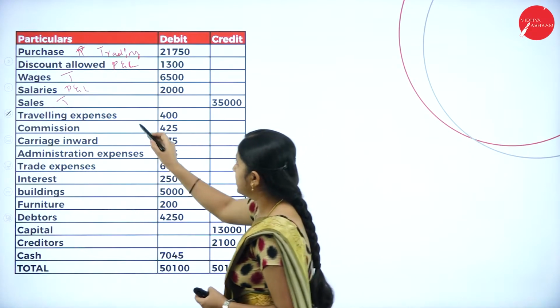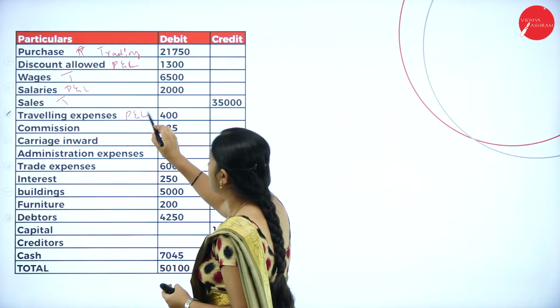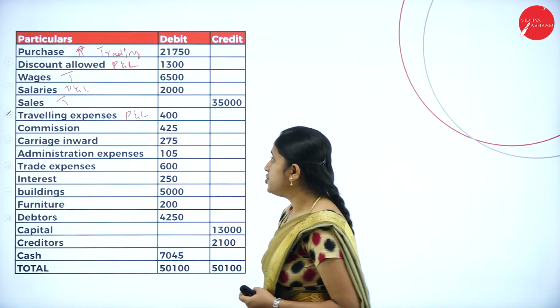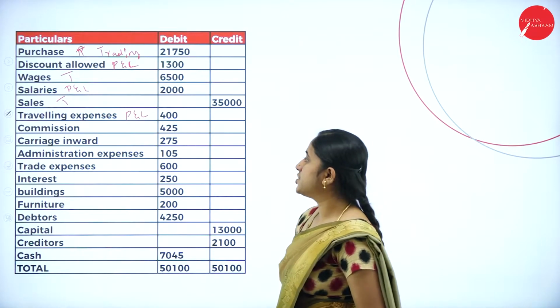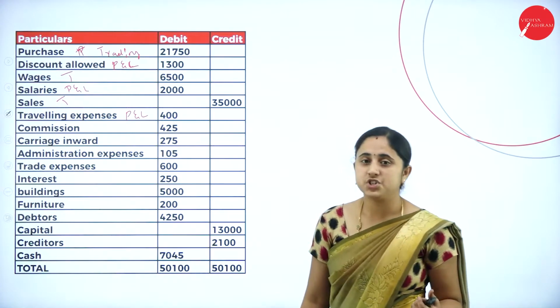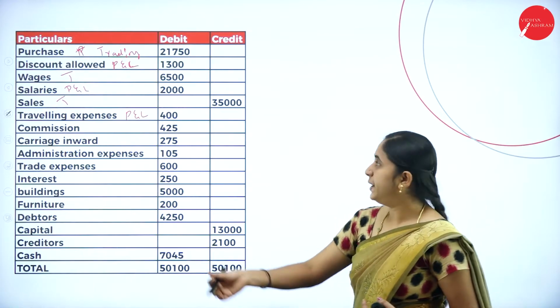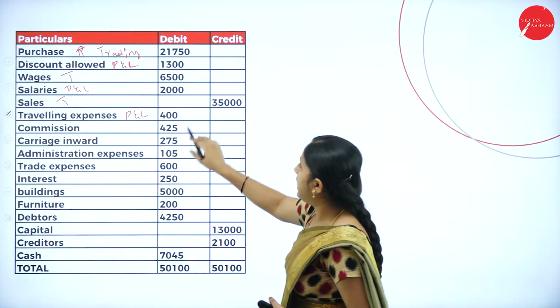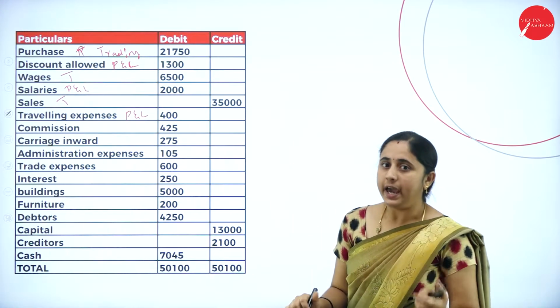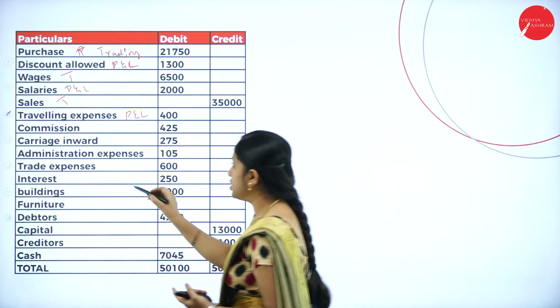Then traveling expenses, indirect expenses, profit and loss account. Commission. Here they have not mentioned whether it is commission received or commission paid, so first you need to know which it is. This is a debit item. Debit item means expenses. So it is commission paid.